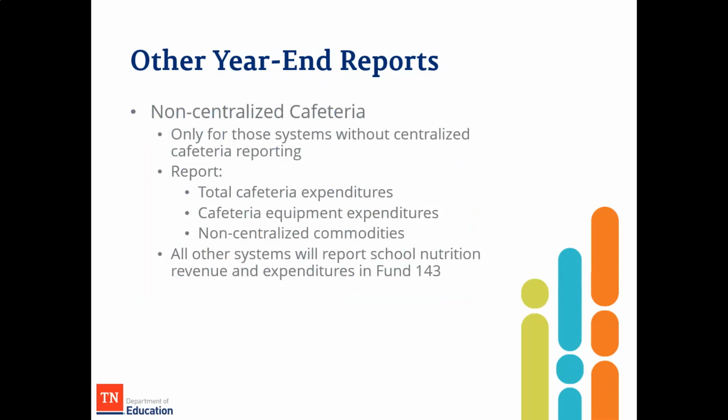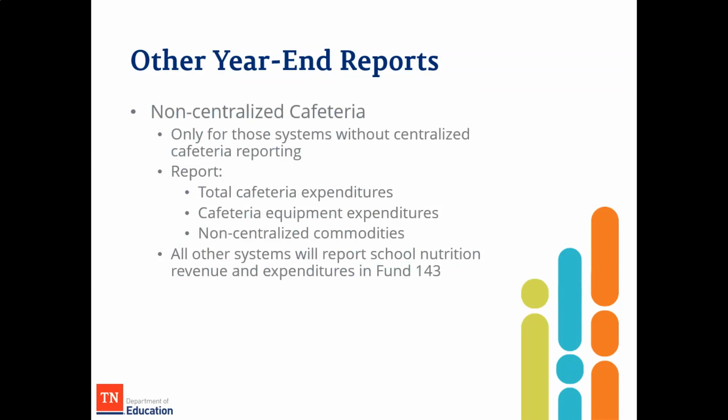The next other year-end report is non-centralized cafeteria. This is only for those systems without centralized cafeteria. What you're reporting here is your total cafeteria expenditures, your total for cafeteria equipment expenditures, and a total of non-centralized commodities.